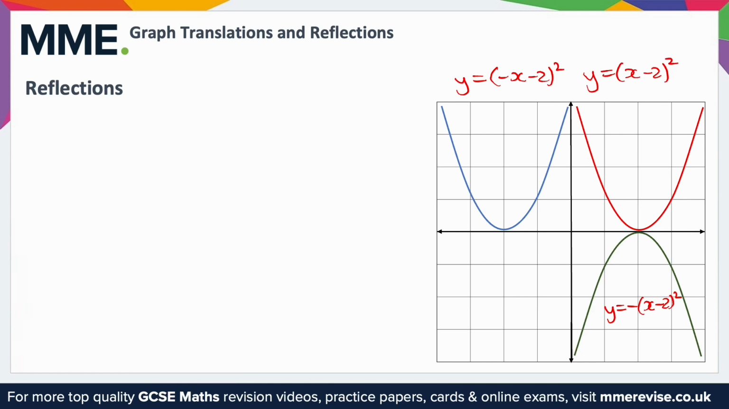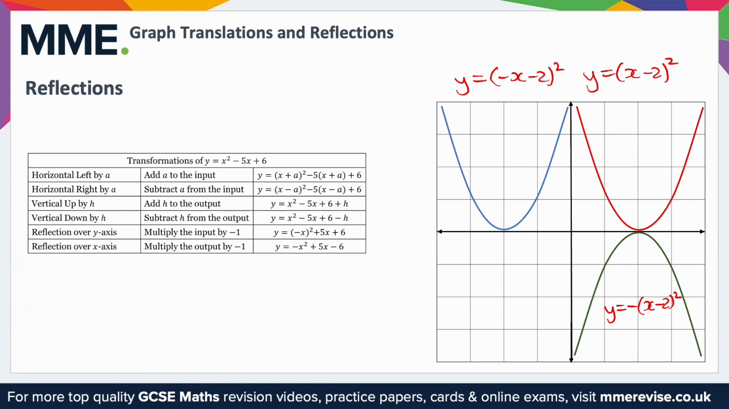So we can summarize the different transformations that we've done. So you can see here, a horizontal shift left by a, we add a to the input. A horizontal shift right by a, we subtract a from the input. Those are the first two, sort of just the opposite of each other. We can shift a graph up or down via a translation, a vertical translation. If we want to shift up by h, then we add h to the output. Or if we want to shift down by h, we subtract h from the output.